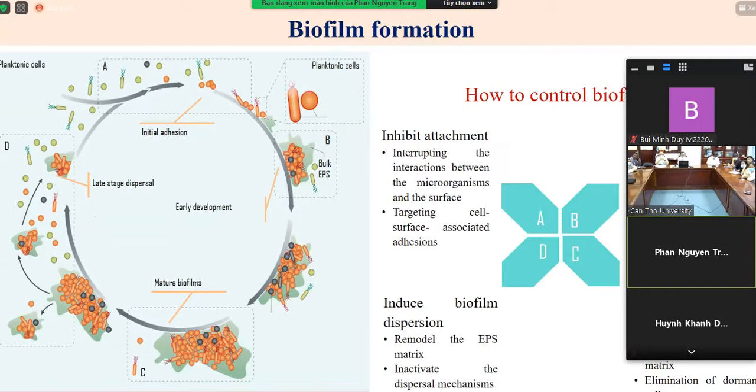And how to control biofilm? Many methods have been developed corresponding to the stages of biofilm formation. Firstly, inhibit attachment. Secondly, inhibit biofilm development. Thirdly, disrupt the established biofilm. And finally, biofilm dispersion.